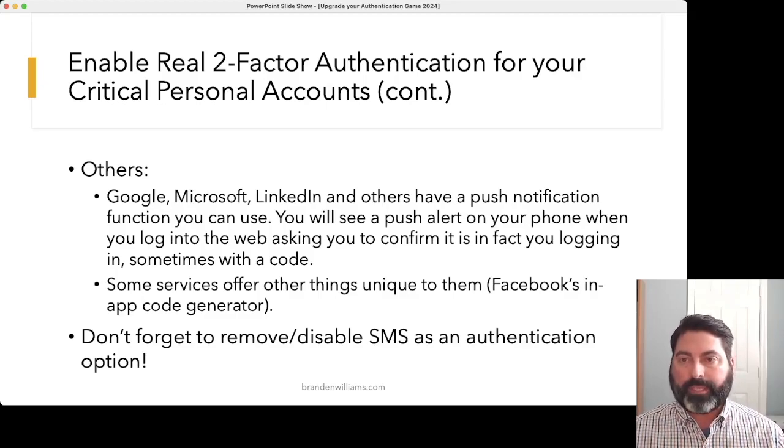So there are different ways to do it, but those are generally all pretty good when it comes to push notifications. Some services offer different things, like Facebook's app has a code generator that's built into the app. So there are options there as well. Just keep in mind that the whole point is that you're getting some out-of-band additional authentication that's stronger than an SMS, a username, password, or a challenge question. Also, don't forget to remove or disable SMS as an option. For websites like Google and Dropbox, you can absolutely do that.